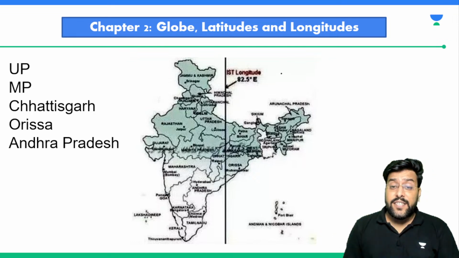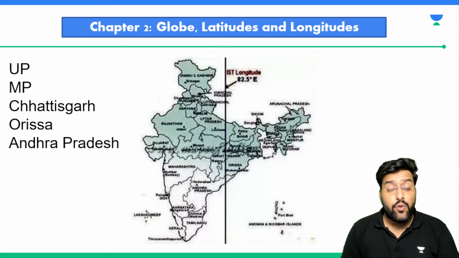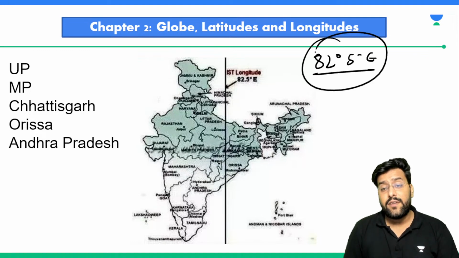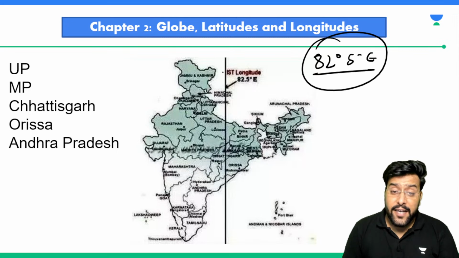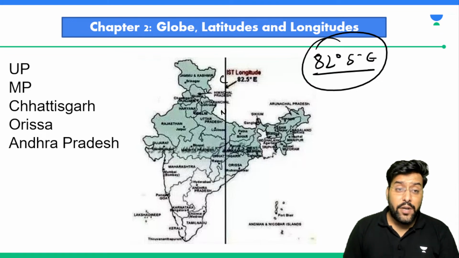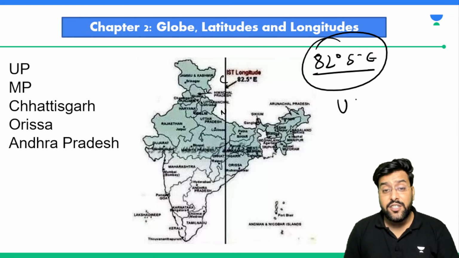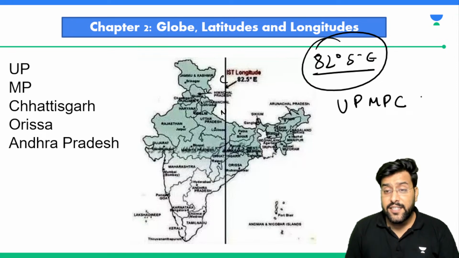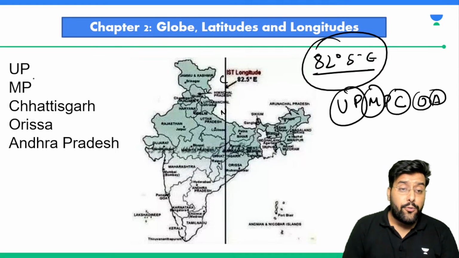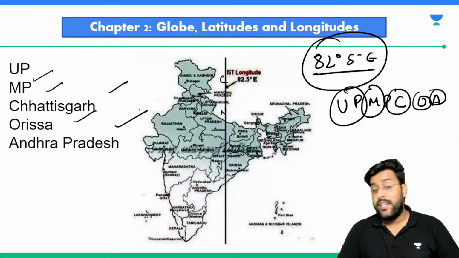We need to remember certain things. The states through which Indian Standard Time meridian passes. What is Indian Standard Time meridian? It is 82.5 degree east, and it passes through which of these states? So we can see from this extent it will also pass through Nepal, it will also pass through China. But when it comes to India, it will pass through states UP, MP, Chhattisgarh, Odisha and Andhra. We need to remember this.